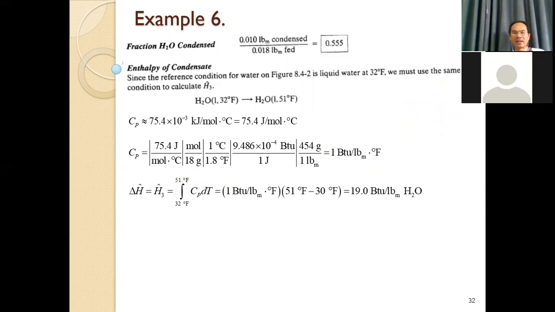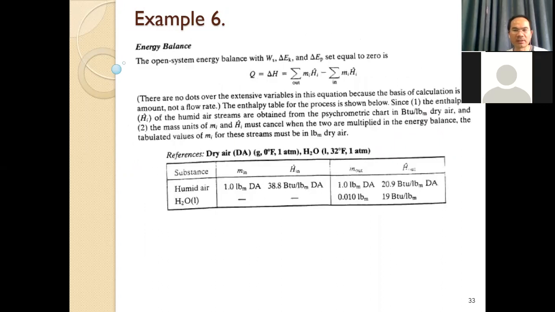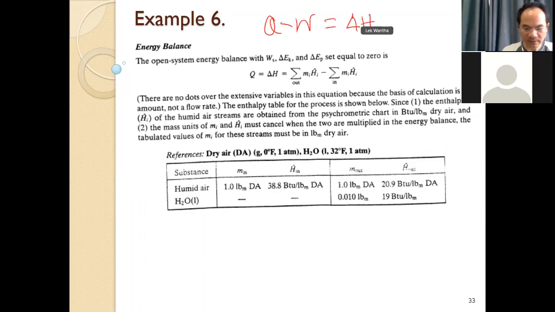Then you can substitute. This is constant, so you can integrate dT and you get T. Now you know S3 equals 19 BTU per pound mass of water. And then you follow the energy balance. For the energy balance, Q minus W equals delta S plus delta EK plus delta EP.